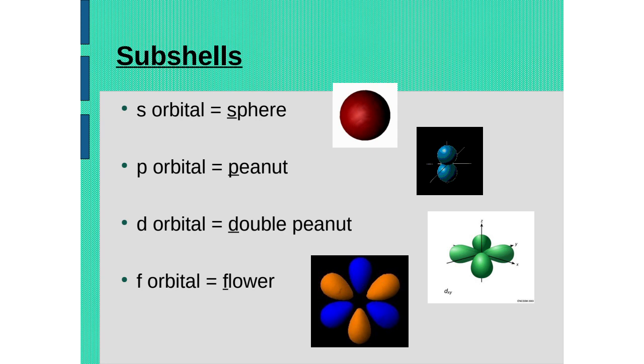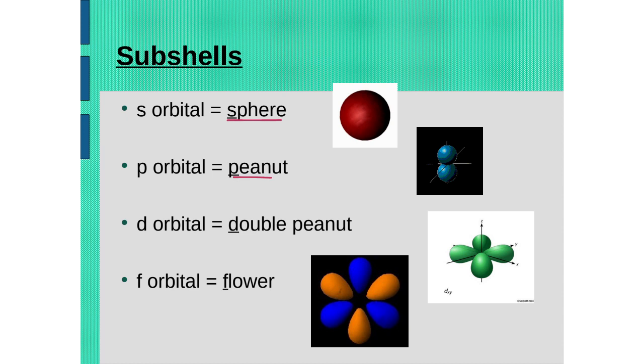So one of the confusing things with the quantum mechanical model is some of the terms that we use. Even though we call these an orbital, they're also called subshells, meaning that they sit within the shell of an energy level. And so the different orbitals that we have, those letters, correspond to the names of the subshells. So the s orbital is given the letter S because it looks like a sphere.